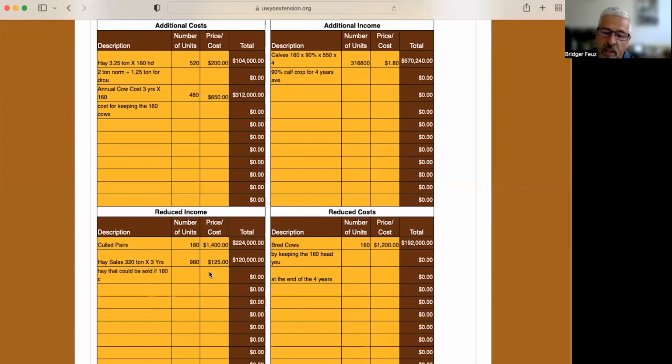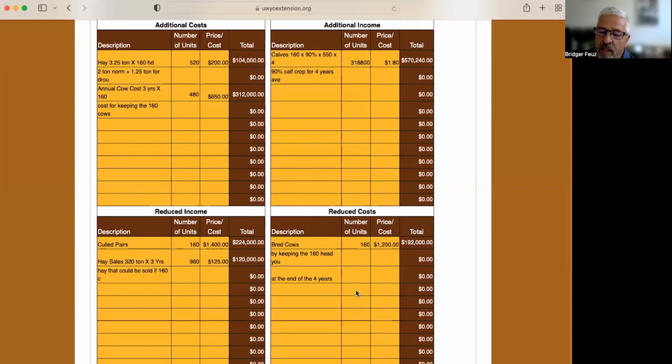We had it in here at $125 a ton. So 120,000 extra costs there. And then the last question we would ask ourselves, well, what are some costs that would possibly be reduced? Well, if we sold the cows, after 4 years, we want to get back into the market. We want to buy back cows.